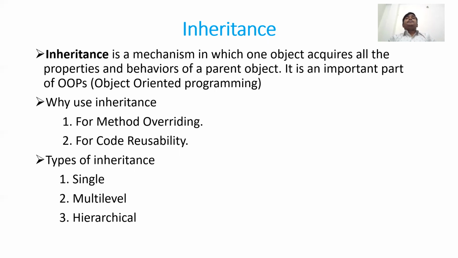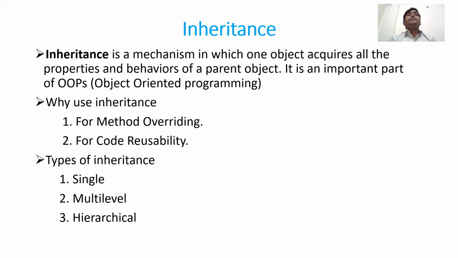For method overriding, suppose we have two classes. In class 1 or in class student, we have assigned a method like display. If we want to use this method display in the child class, then it is called method overriding. It is possible through inheritance. For code reusability, we can also use code reusability in the inheritance. Types of inheritance. There are different types of inheritance, but we will discuss three in this slide.